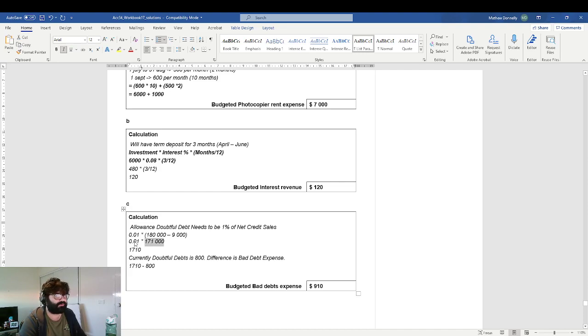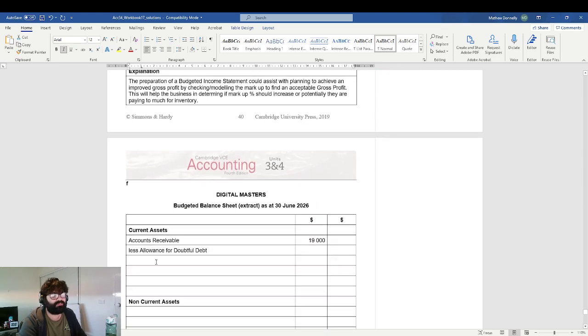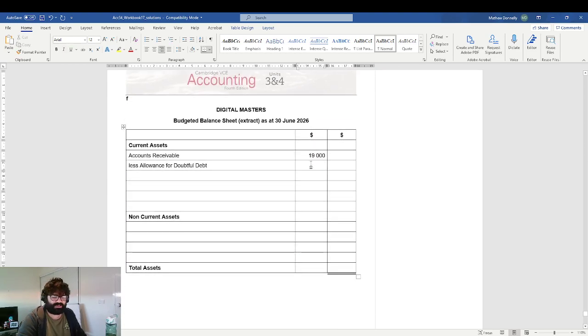171,000, because it's 1%, will give you 1710. And that's what the balance needs to be. So we needed to get it to 1710, started the month at 800, so that's why the expense is 910. The total amount needs to be 1710. That's a bit of account reconstruction there as well. I just showed you a bit of a convoluted way of getting there.